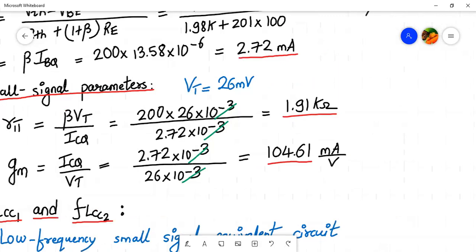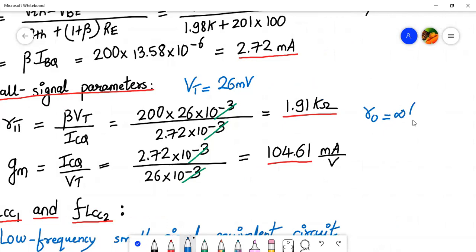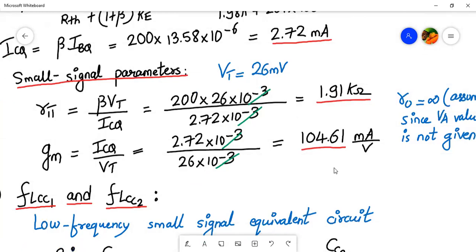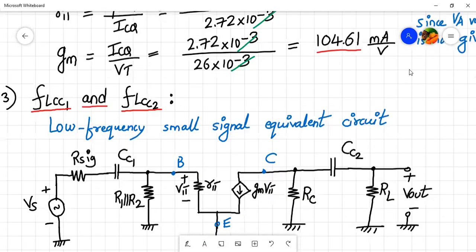What about RO? Small RO. So small RO, we will assume it to be infinite, since VA is not given. Okay, RO is assumed to be infinite since VA value is not given. Okay, so we have found out the values of R pi and GM. So next, let's go to the frequency response.